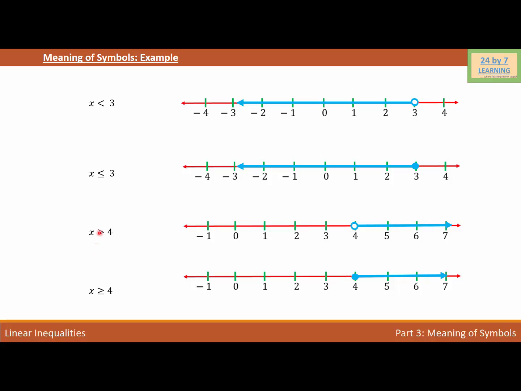The difference between these two inequalities is that for the inequality x is greater than 4, 4 is not included, but for the inequality x is greater than or equal to 4, 4 is the end value and it's also included. And this is how we will represent the inequalities in the graph.